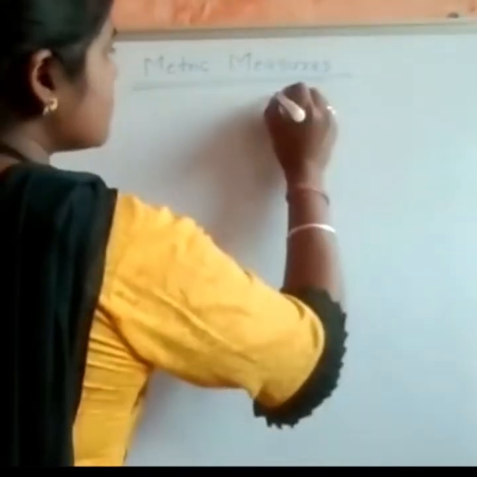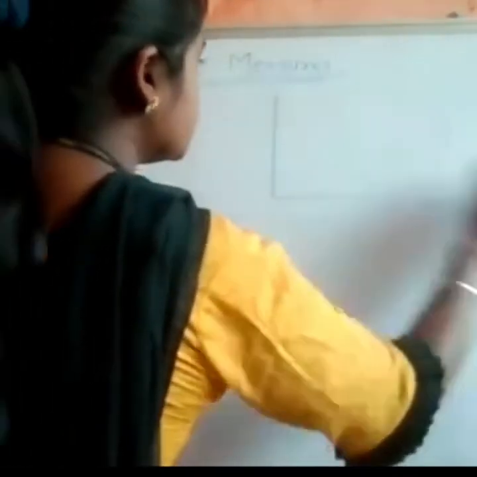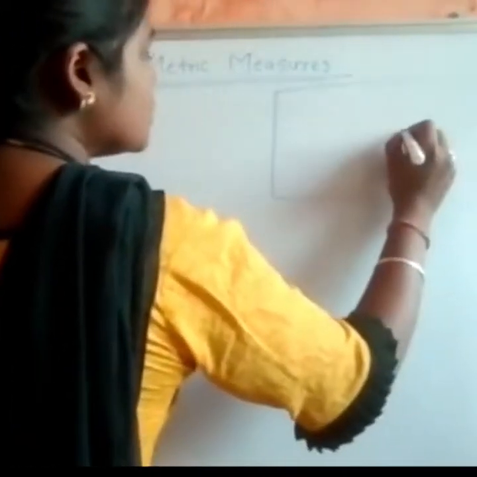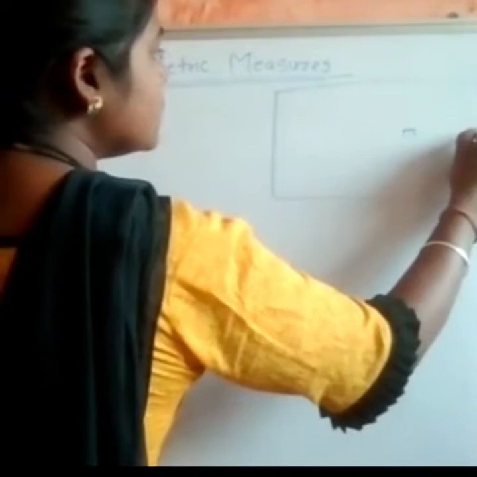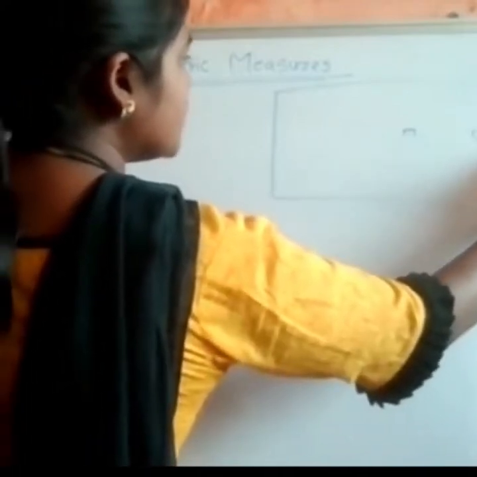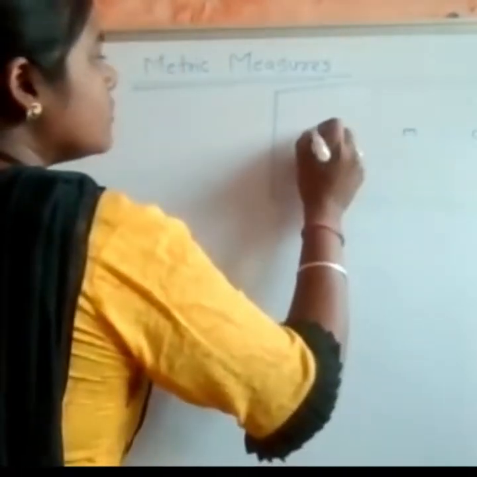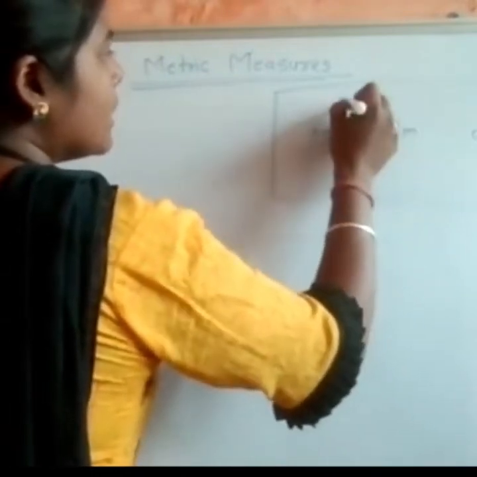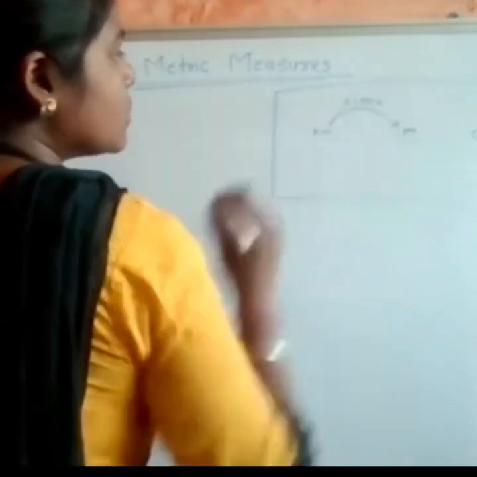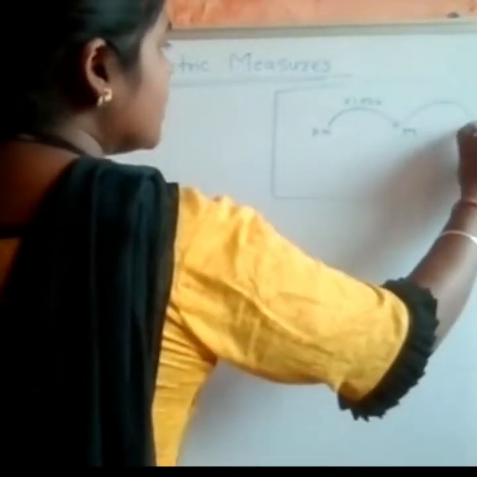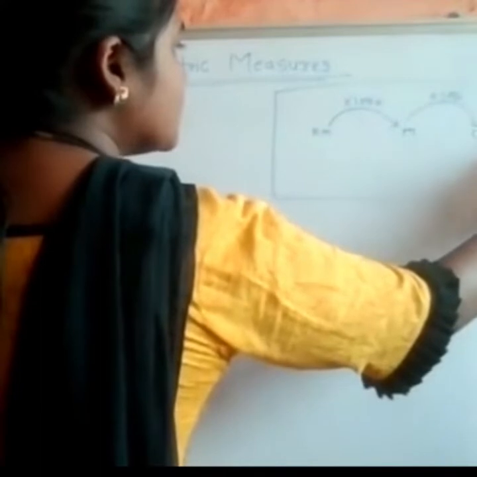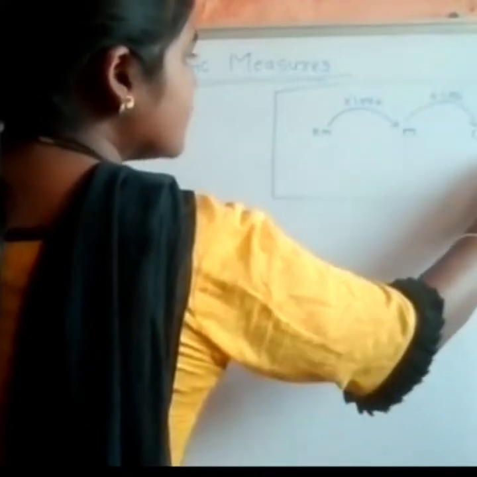In this corner, I will skip it so that it will be easy to solve the questions. So here I will have meter, then centimeter, and then millimeter. And then I will have the kilometer. So kilometer multiplied by 100,000. And then meter will be multiplied by 100. And then centimeter will be multiplied by 10.